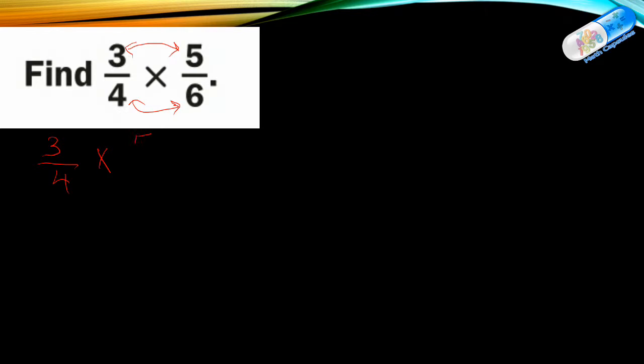3/4 times 5/6. I multiply 3 times 5 over 4 times 6. Here, before we multiply and then divide, we look at the numerators and the denominators. Do we have any number up and a number down that have a common factor between them? We have here 3 and we have 4 and 6. Yes, 3 and 6 have a common factor, which is 3.